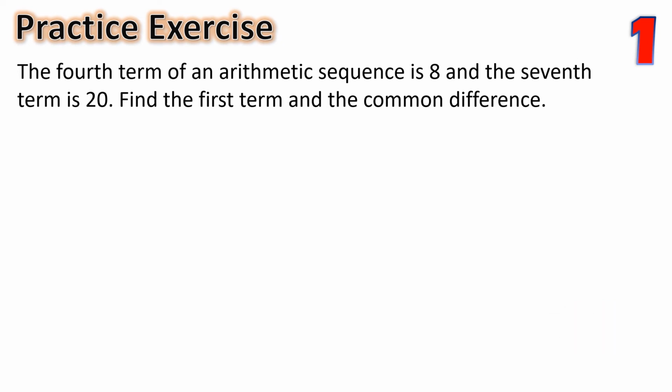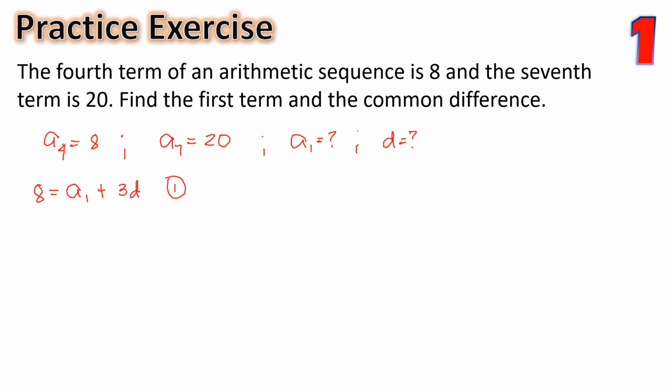The fourth term is 8. So we have a sub 4 equal to 8. And the seventh term is 20. So we have a sub 7 equals 20. We're looking for a sub 1 and the common difference. The equation for a sub 4, that will be 8 is equal to a sub 1 plus 3d. 3 is obtained from 4 minus 1, since n is equal to 4.